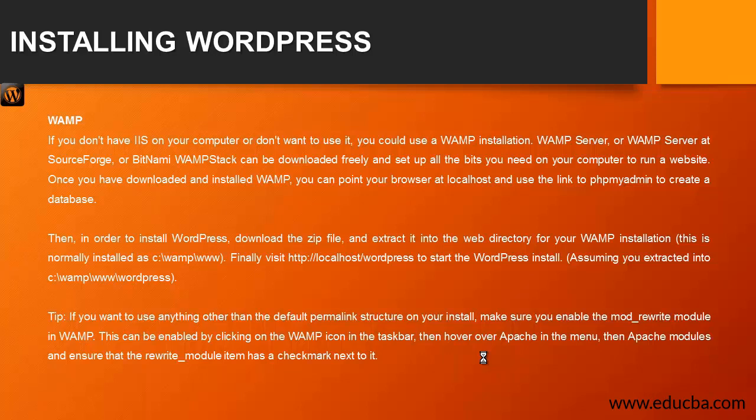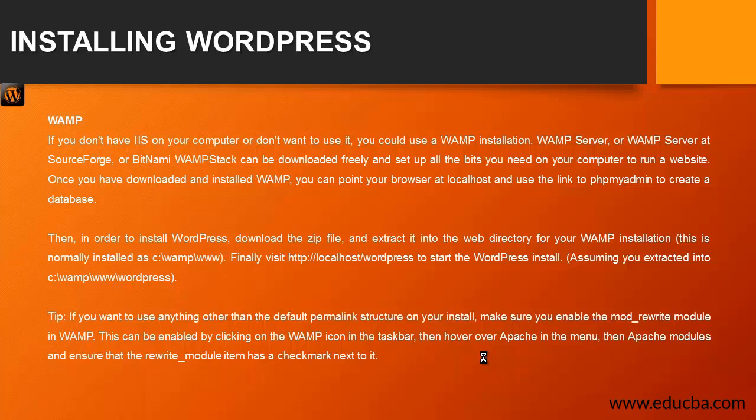Then, to install WordPress, download the zip file and extract it in the web directory for your WAMP installation. This is normally installed in the C directory under the WAMP directory, and then www, and then create a directory called WordPress. Finally visit http://localhost/WordPress to start with the WordPress install, assuming you extracted into the same directory.